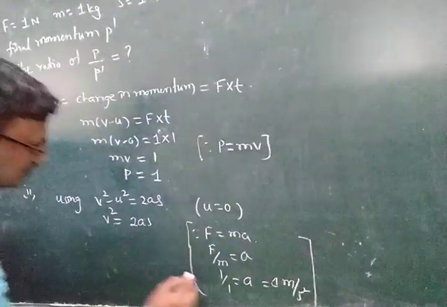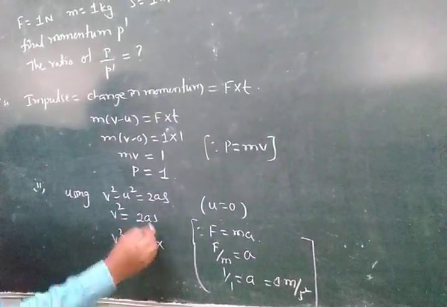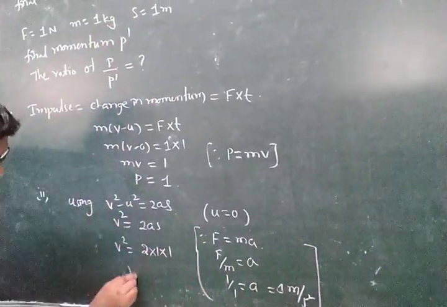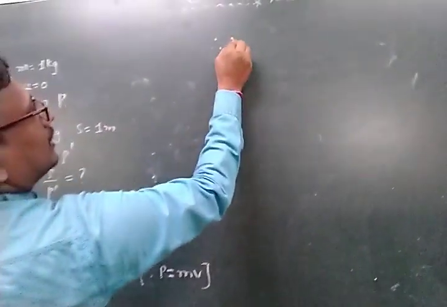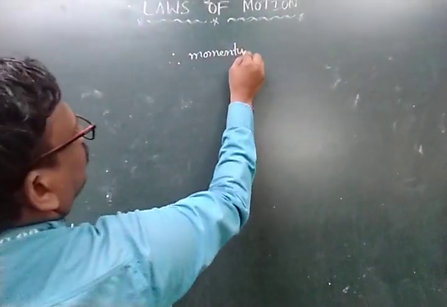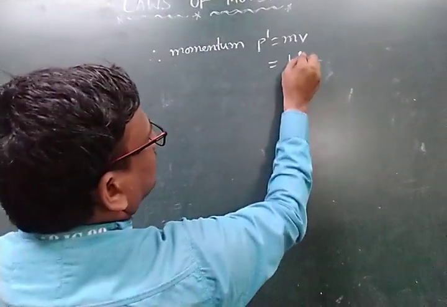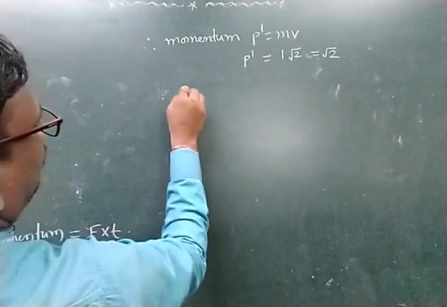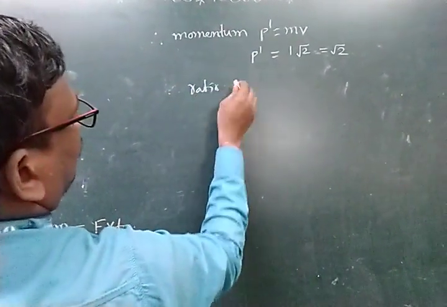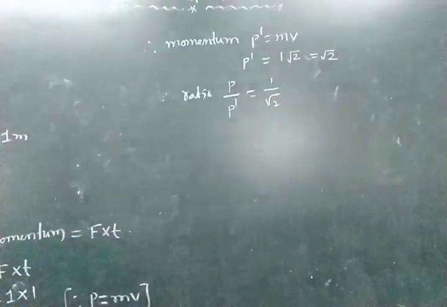Now substitute here. v square is equal to 2 into 1 into the distance, which is 1. So v is equal to root 2. Therefore, momentum P dash is equal to mass into velocity. The mass is 1 and the velocity is root 2, so 1 into root 2 is root 2. Root 2 is the P dash. Therefore, the ratio P to P dash is equal to 1 by root 2.